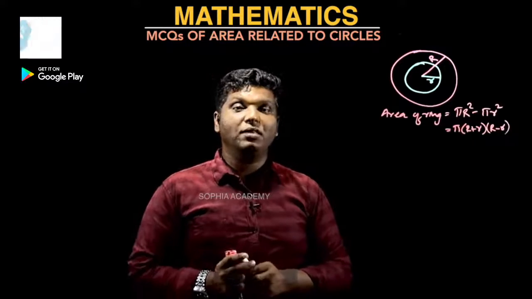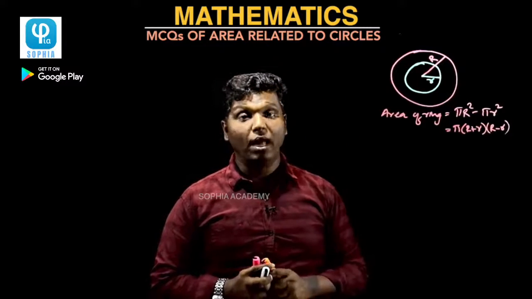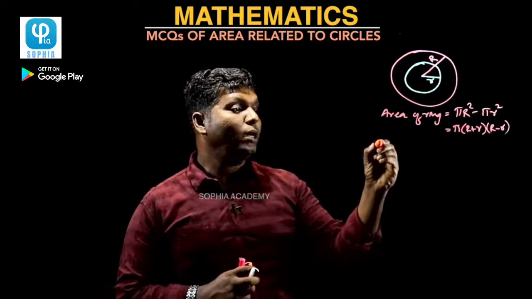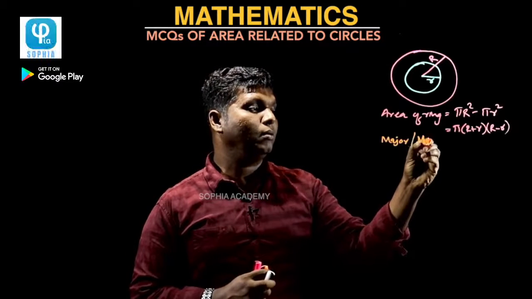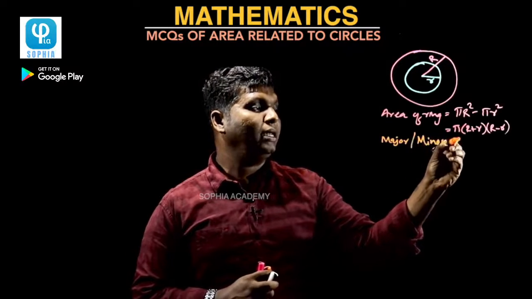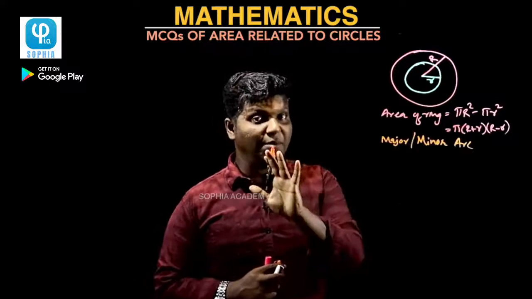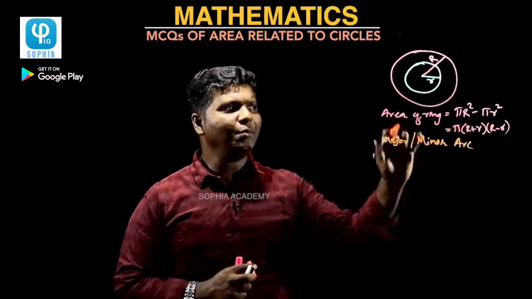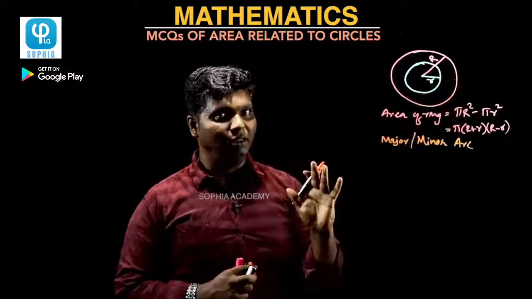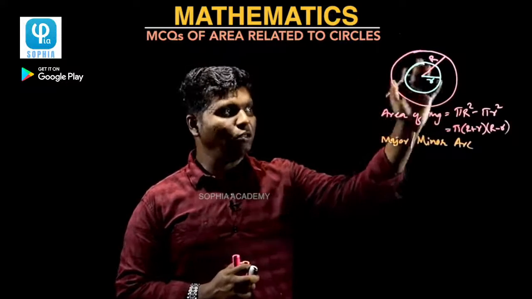Next, the important thing which you have to understand is what we call the arc. What is called an arc? There are two typical types of arc. One is called the major arc. The second one is called the minor arc. What does it mean by major, minor? From the term itself, it is very clear. Major means the bigger one. Minor means the smaller one. An arc is a portion of the circle. It's not the total circle, it is a portion of the circle.